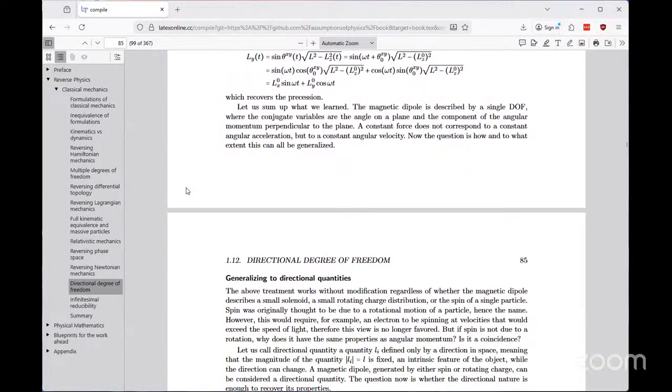Well, I guess I can finish this. It's short. Let us sum up what we learned. Magnetic dipole is described by a single degree of freedom, where the conjugate variables are the angle on a plane and the component of the angular momentum perpendicular to the plane. The constant force does not correspond to constant angular acceleration, but to a constant angular velocity. Now the question is how and to what extent these can all be generalized.